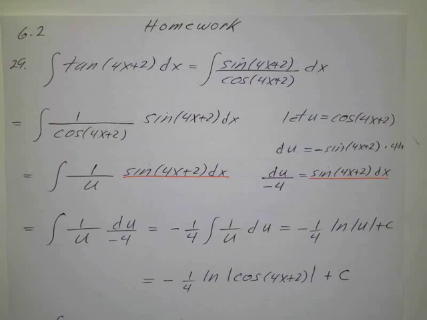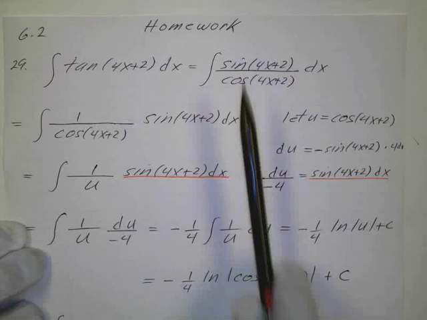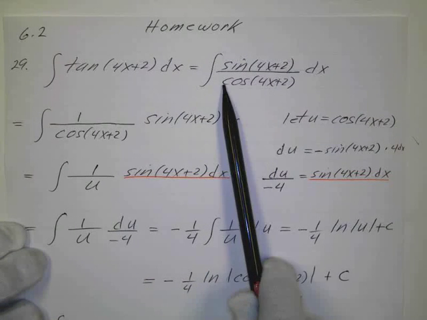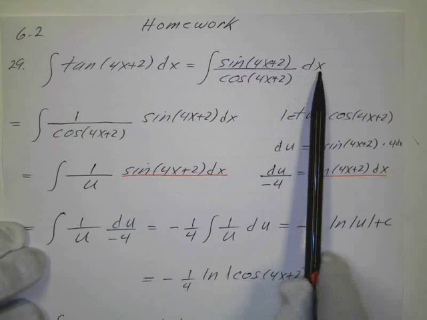Okay, here's some more problems on 6.2. This is number 29, and we have the integral of the tangent of 4x plus 2 dx. And the tangent, that was the one that we have to separate. We don't have an antiderivative for the tangent, so we rewrite this as the sine of 4x plus 2 over the cosine of 4x plus 2 dx.